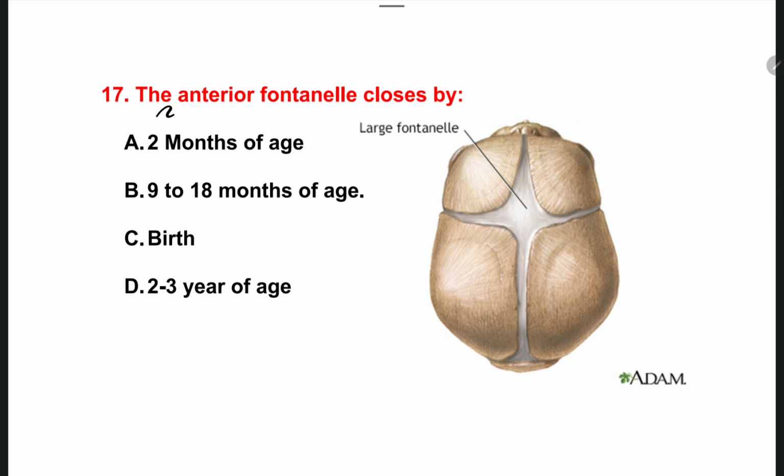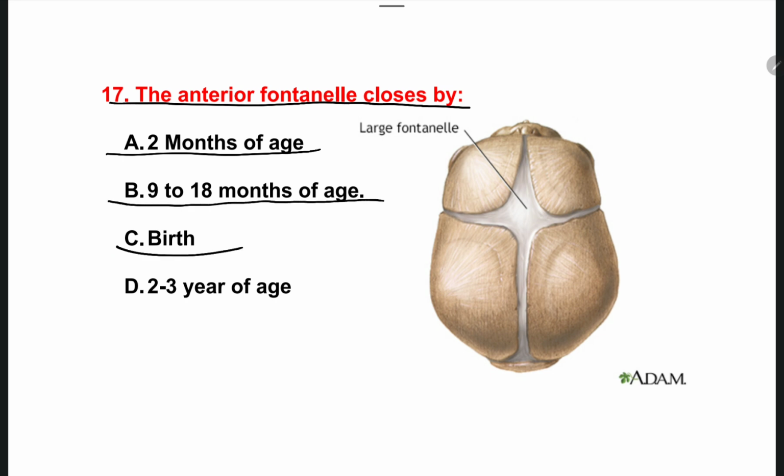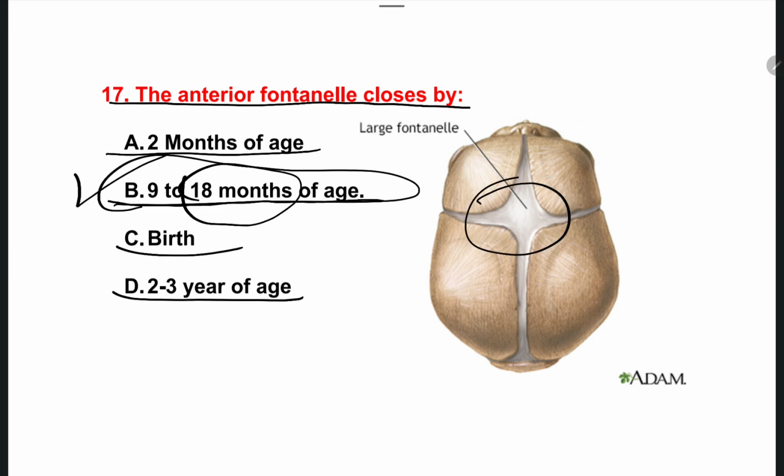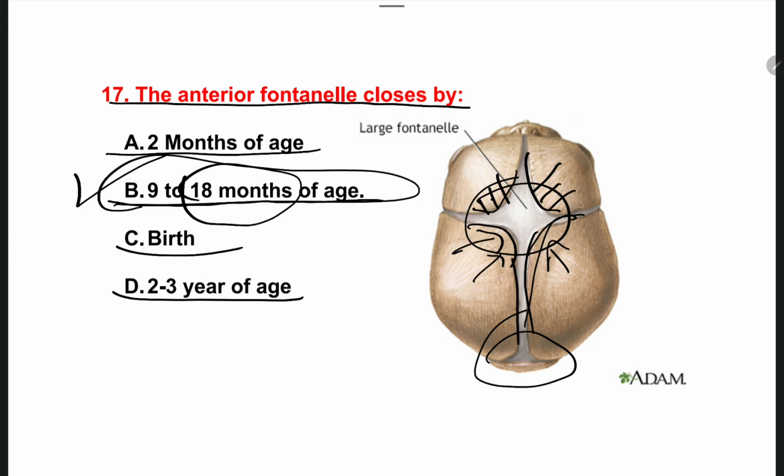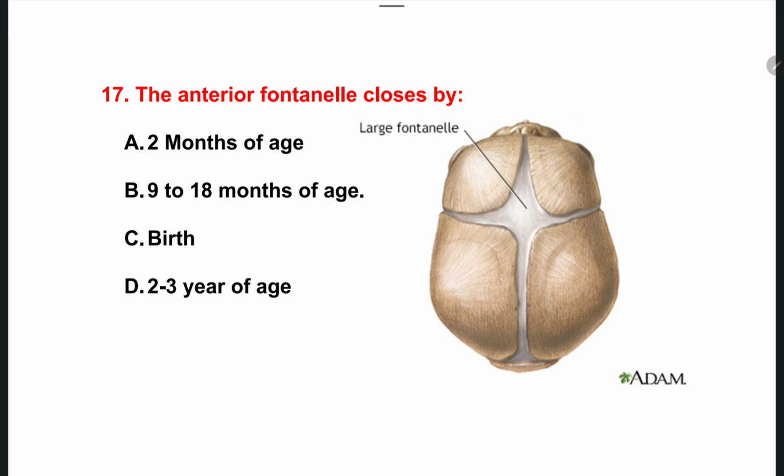The next one is, the anterior fontanelle closes by. Options are 2 months of age, 9 to 18 months of age, birth, 2 to 3 years of age. So the right one is option B, 9 to 18 months of age. So this is the anterior fontanelle, this is the posterior fontanelle. Fontanelle is nothing but the opening, or otherwise the gap, between the bones. After some months the bones will grow towards the fontanelle, and like that the bones will close the fontanelles.